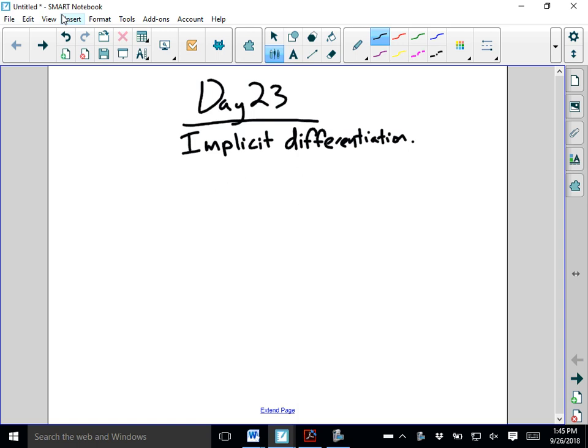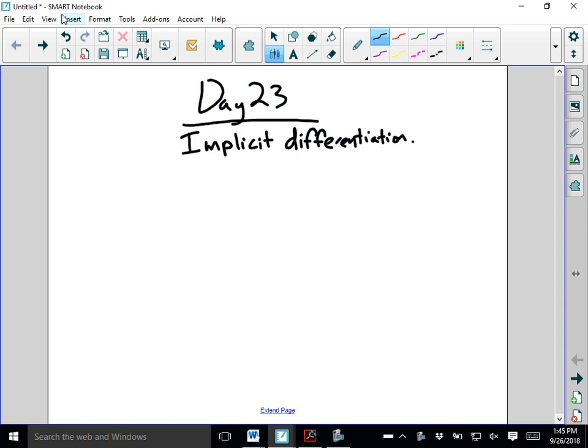Good work in prepping for that test. A lot of rules to remember, a lot of stuff to have memorized. But it's going to be important. We're going to need all that stuff memorized when we take the AP Calc test. We're also going to need it memorized for what we're doing in our next standard, which is implicit differentiation.